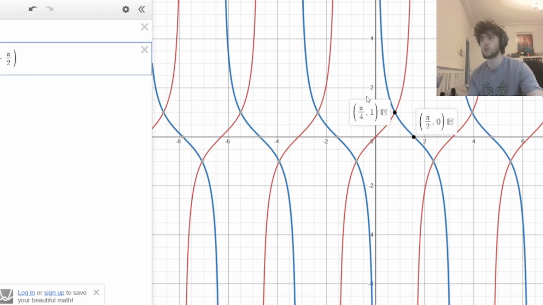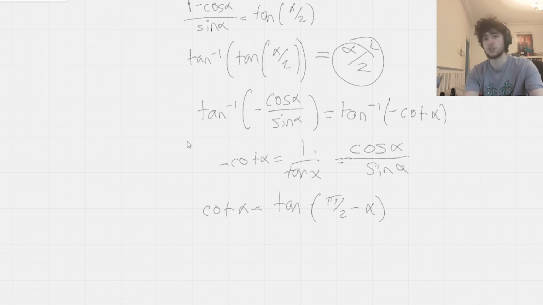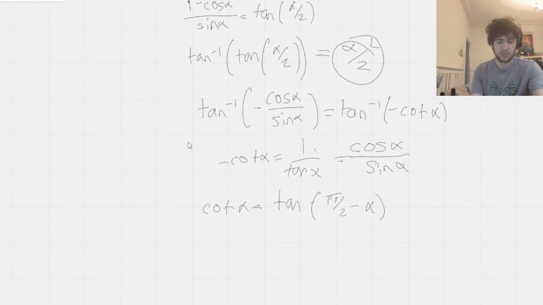And then here we have pi over 4. Tan of pi over 4 is 1, and 1 over 1 is just 1. So this makes sense. And if we graph cot x, you can see the green coincides with the blue, so they're the same. So that's one way of seeing that those two graphs are the same. And it's a useful identity in general to have in your bank of identities. Okay.